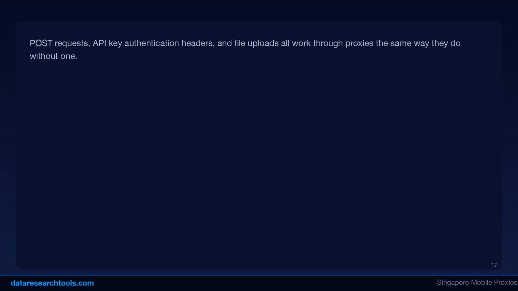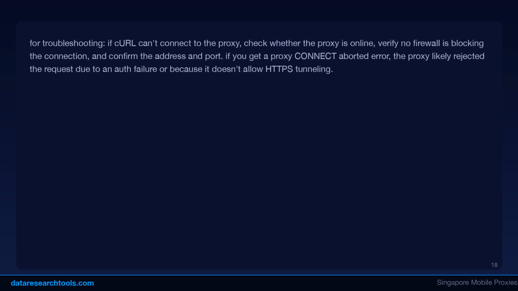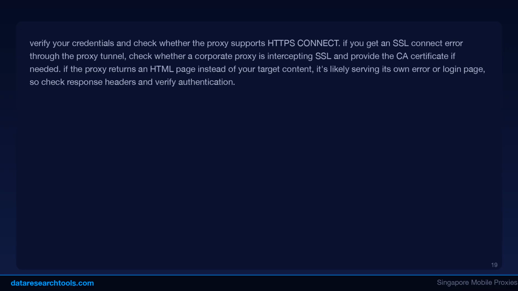Every cURL command then picks up those settings automatically, and you can ignore the config file for specific commands when needed. POST requests, API key authentication headers, and file uploads all work through proxies the same way they do without one. For troubleshooting, if cURL can't connect to the proxy, check whether the proxy is online, verify no firewall is blocking the connection, and confirm the address and port.